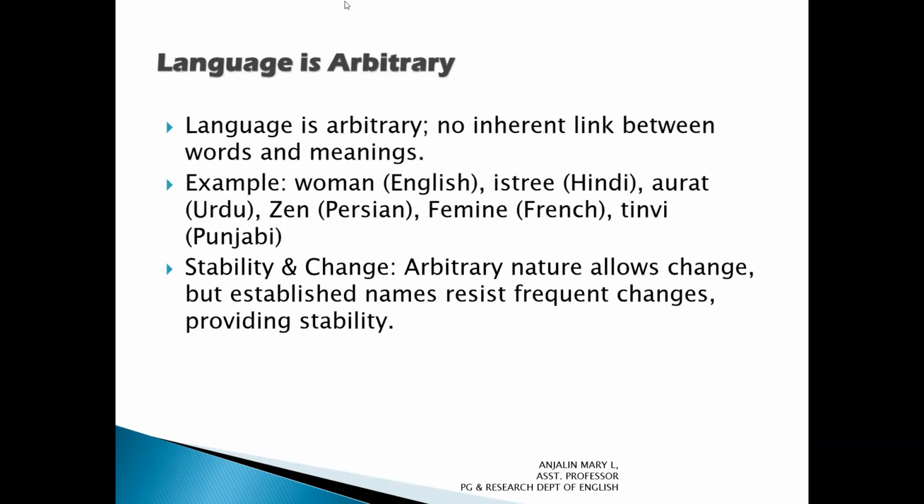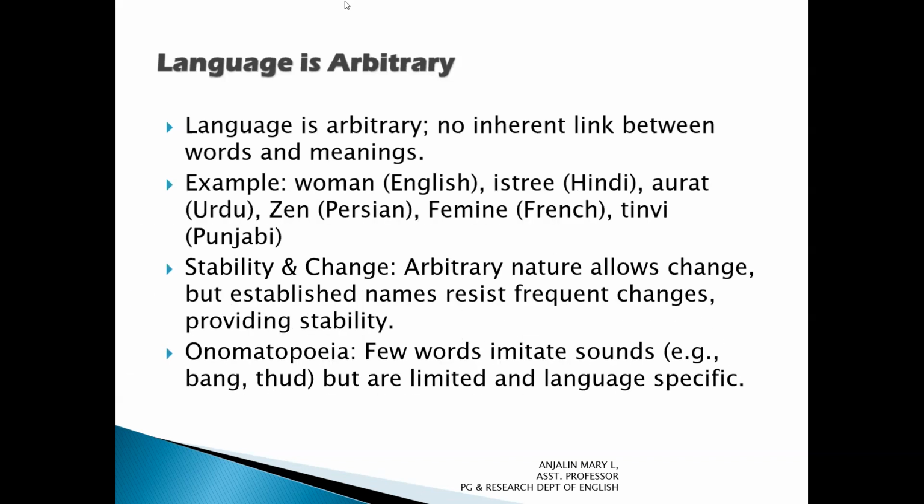Next is stability and change. The arbitrary nature of language permits, or also presupposes, change, but such changes do not normally take place. Names once given are not normally changed. Words in a language are more difficult to change, because a whole society has accepted them. Therefore, while the arbitrary nature of language permits change, its conventionality gives it stability. So stability and change is a part of language.